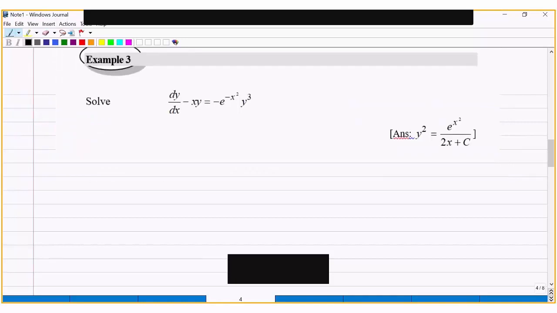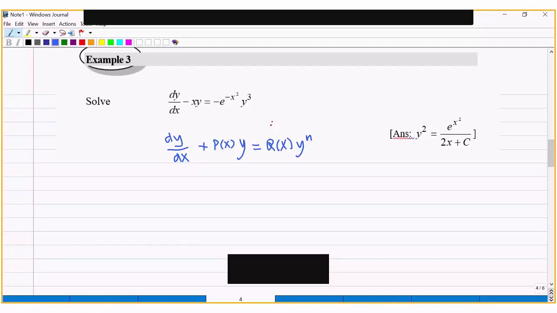So the way to solve this equation, first of all, how do you know this is the equation of the type here? Compare this one with the equation I have: dy/dx plus p(x) times y equals q(x) times y to the power n. When you compare, you find that this is a Bernoulli equation.